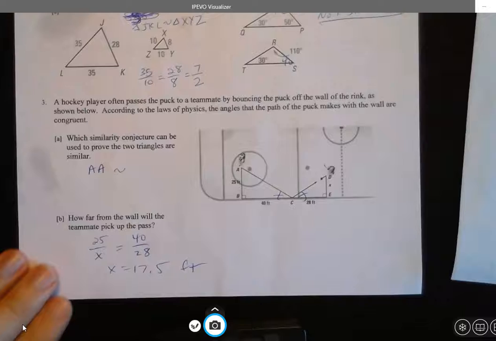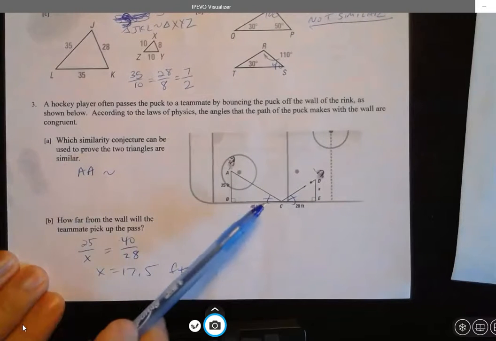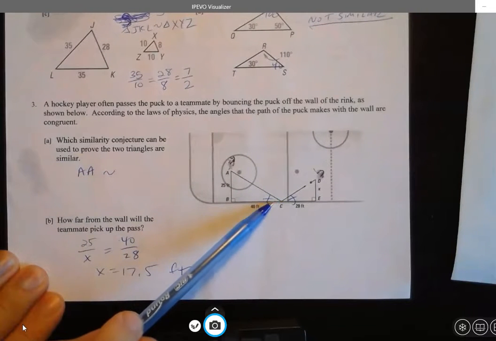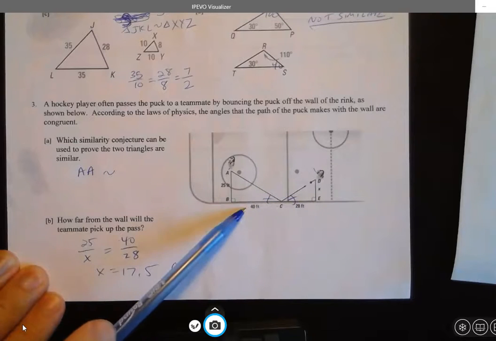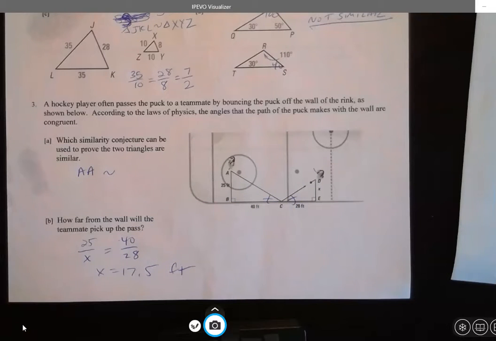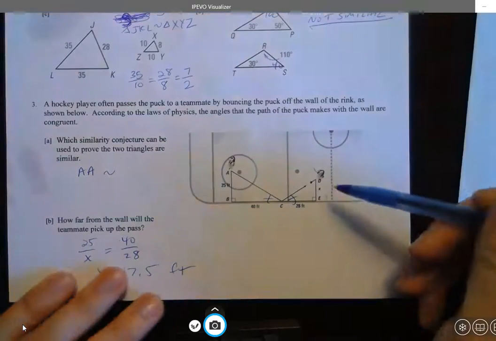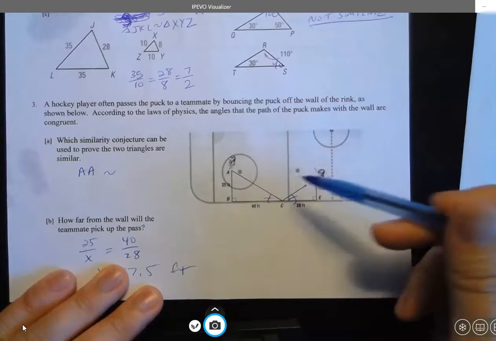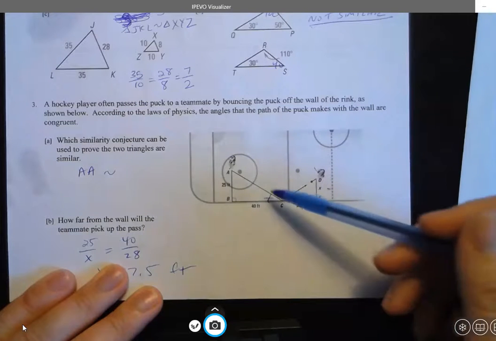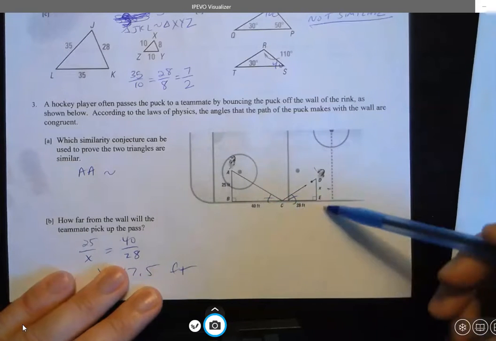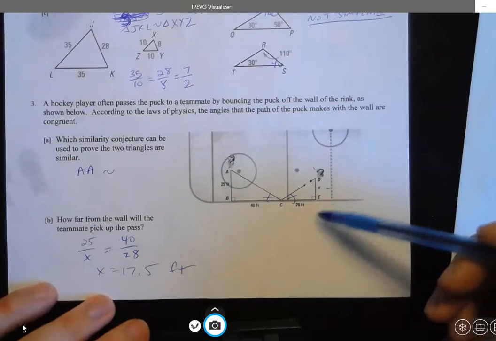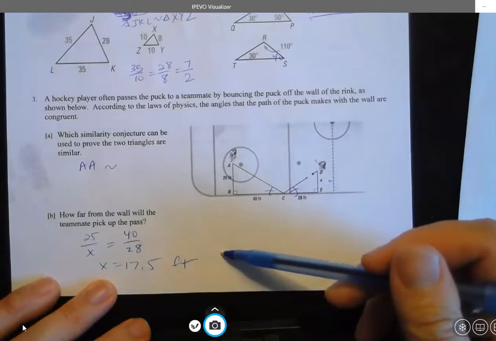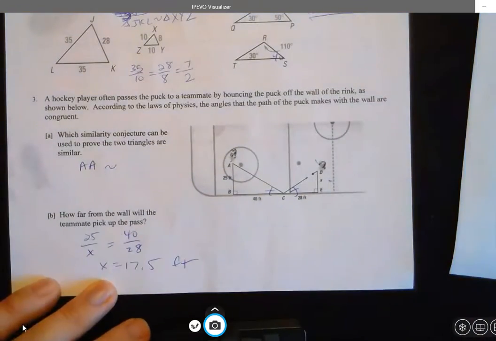3, this tripped a lot of people up. So these angles are congruent based on vertical angles. These angles are both 90 degrees, so that's angle-angle. This is not side-angle-side. We don't know that side yet, so you can't use side-angle-side. You don't know the sides are proportional, but what you do know is that there are 2 pairs of congruent angles. And then you set up your proportion and you get 17.5 feet.